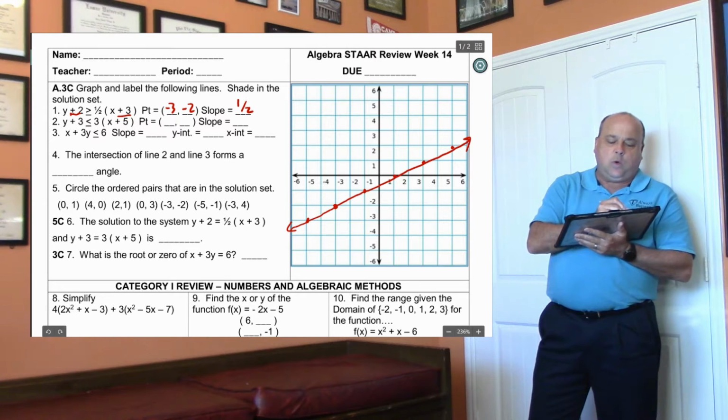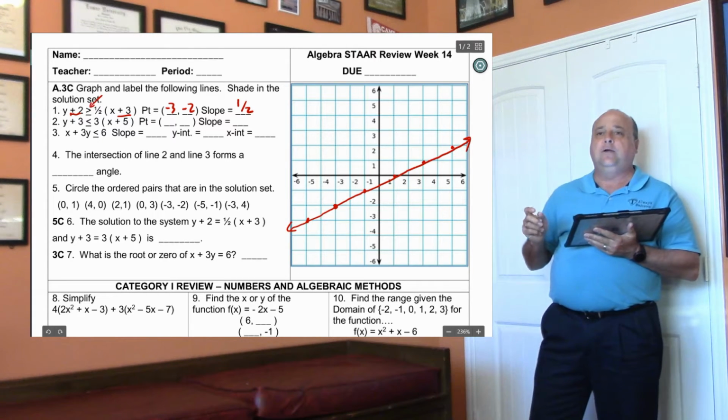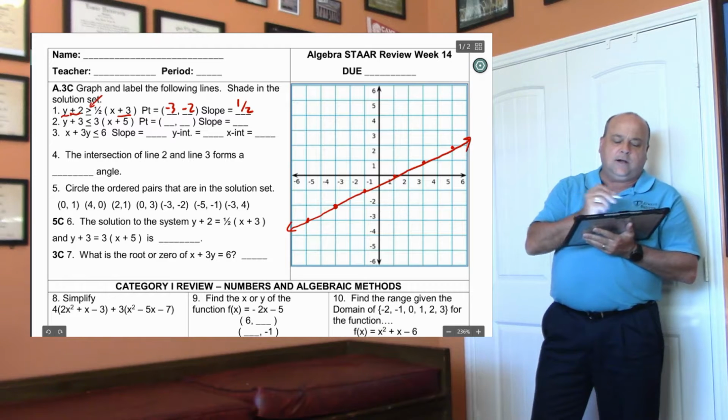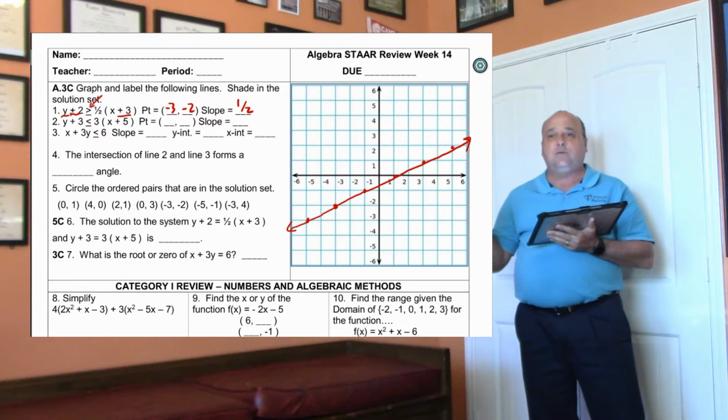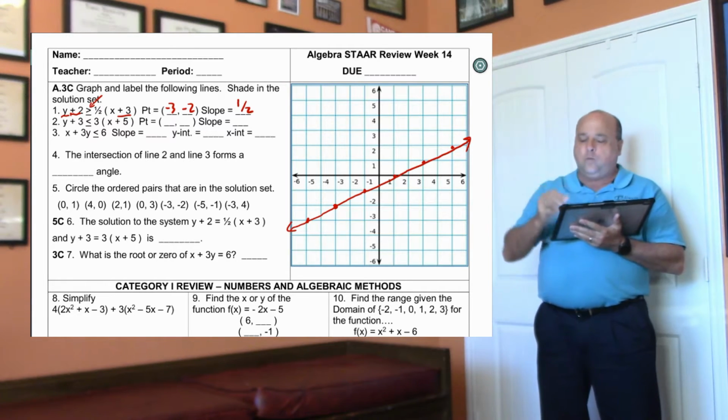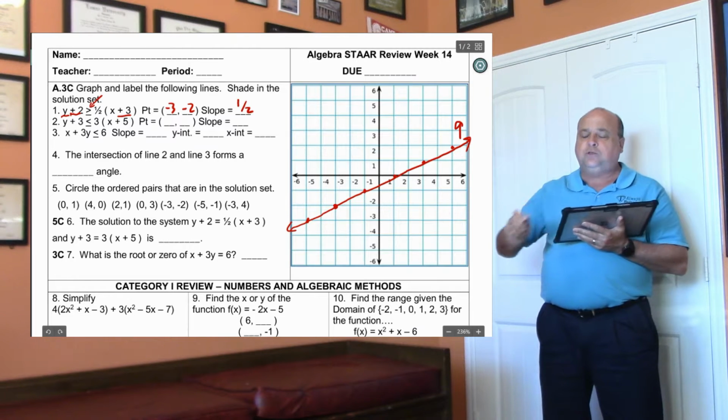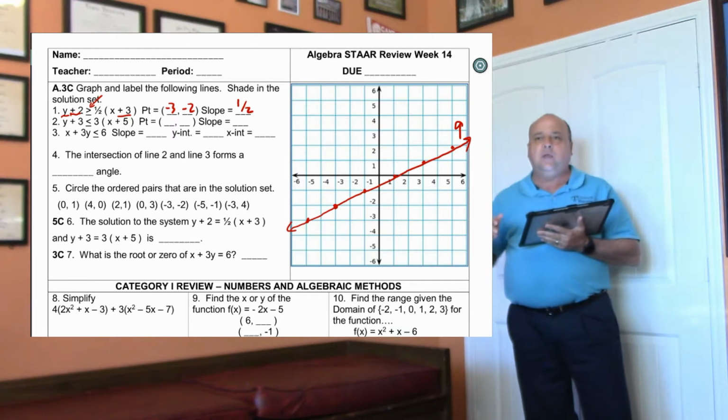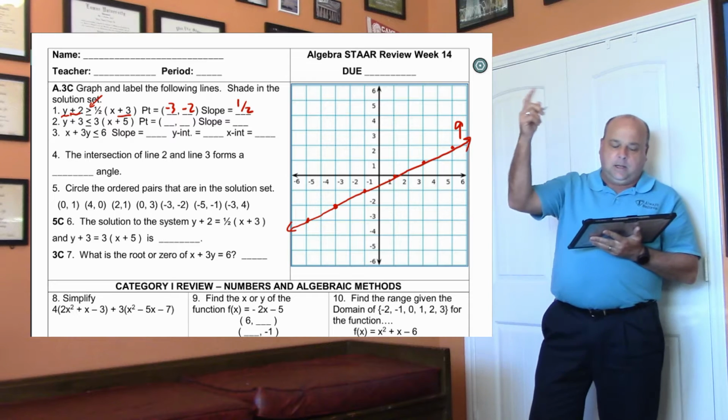And then this inequality right here is greater than, right? Greater than, what letter do I have to the left? I have Y, don't I? So greater than on Y is up, so this line will shade up. Anything below the line won't work, will it? Let's go to number 2.